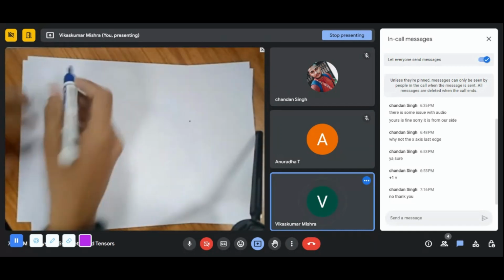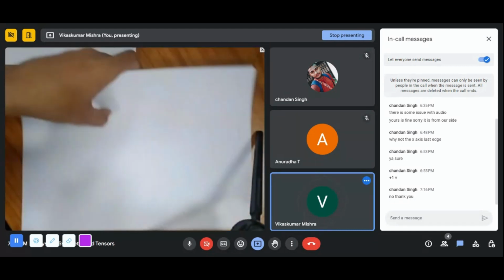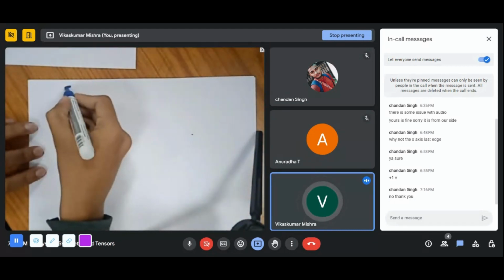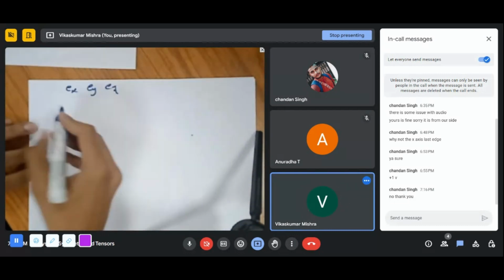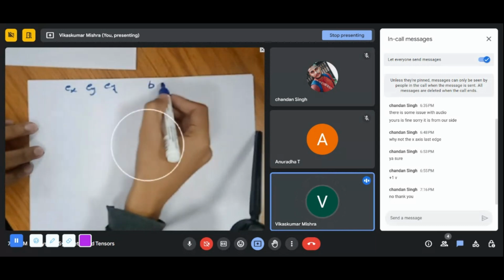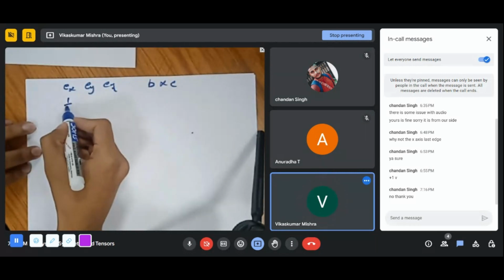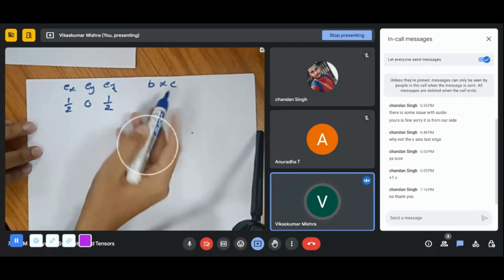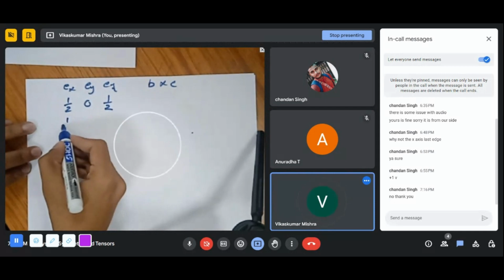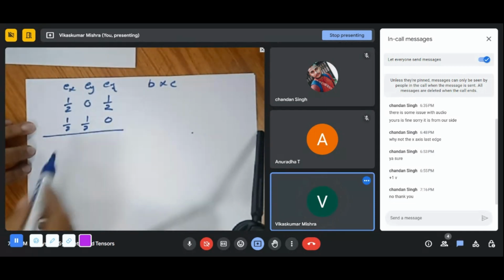Let us write EX, EY and EZ. And we know if we want to find B cross C, so for the B, we know EX is 1 by 2, EY is 0 and EZ is 1 by 2. For the C, it will be 1 by 2, 1 by 2 and 0. We need to find the cross product of this.